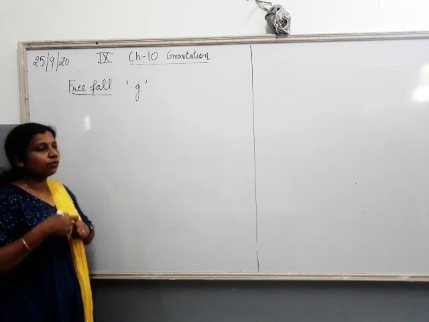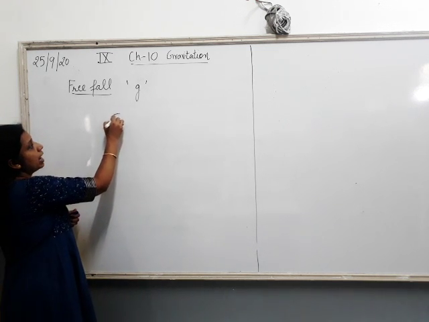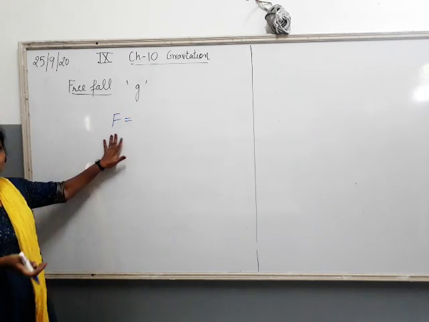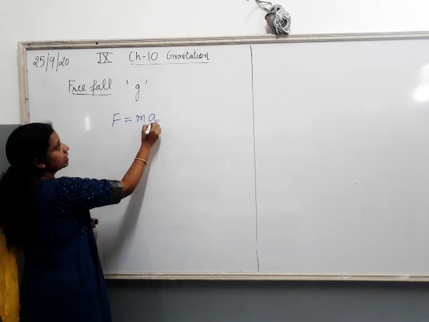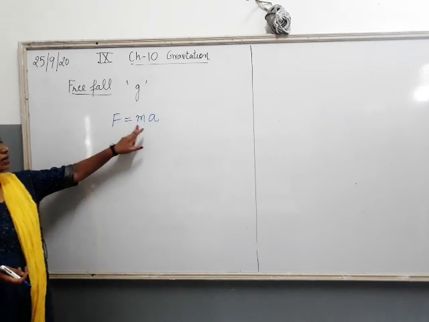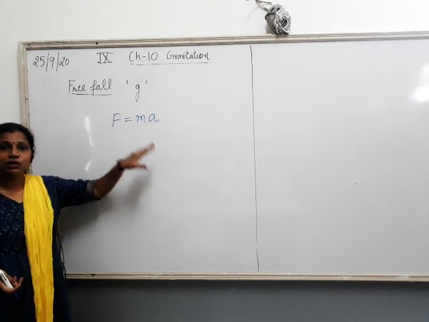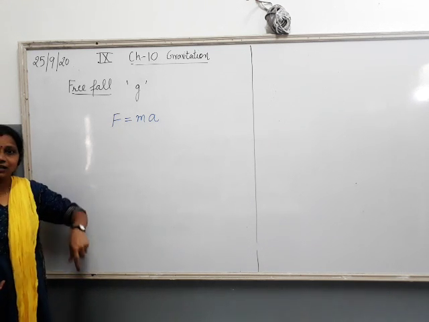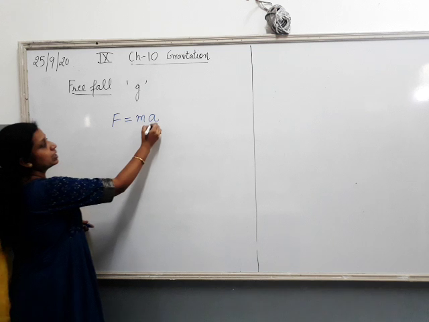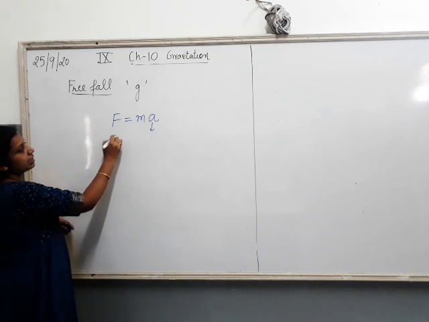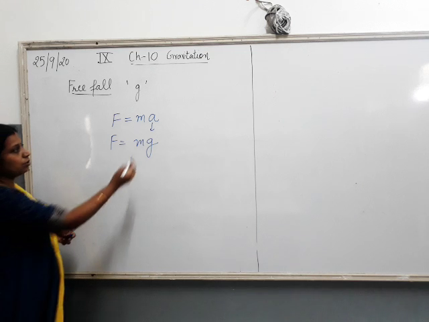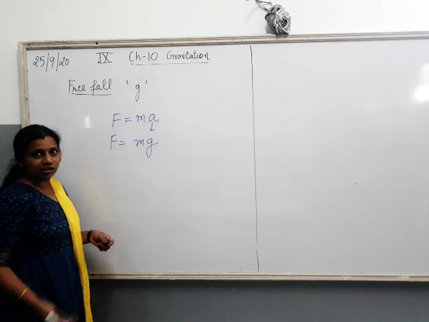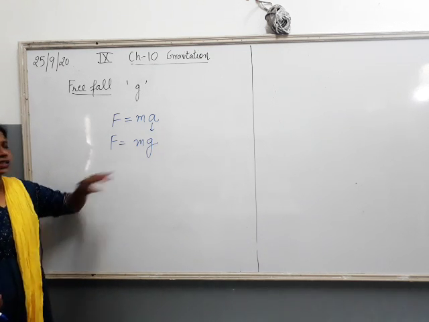Now, by Newton's second law, we know whenever you apply a force to any object of mass m, it accelerates it. So your force is mass into acceleration. Here, because this force is provided by Earth, gravitational force, I am giving a special name to this acceleration. I am writing it here as mg. So g is nothing but acceleration. Now we will try to find out the value of this g.